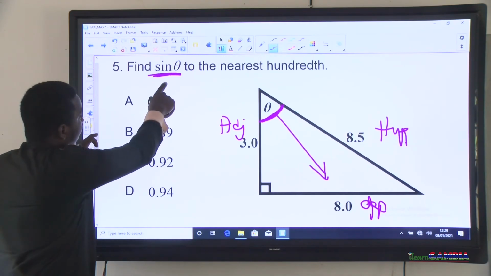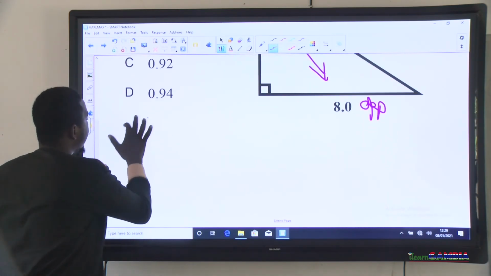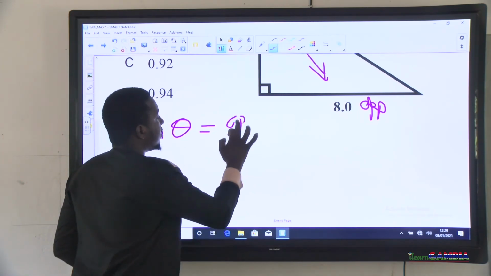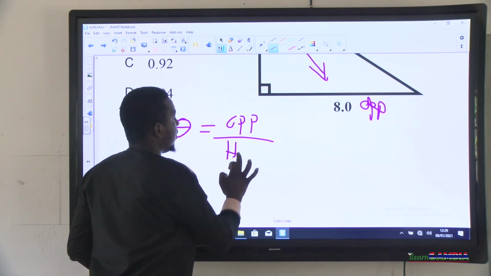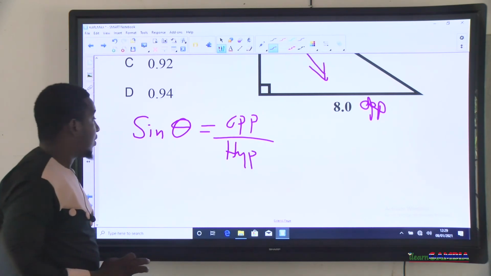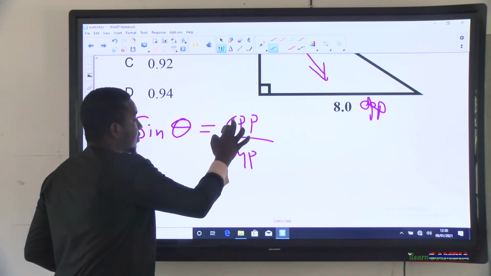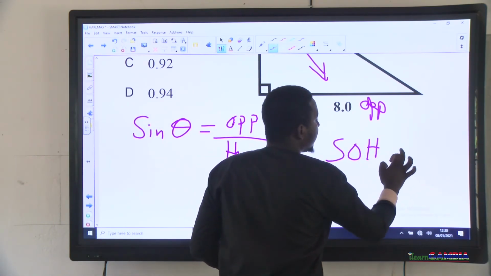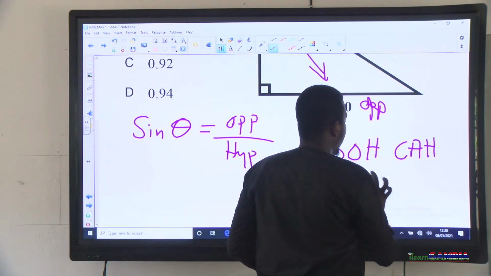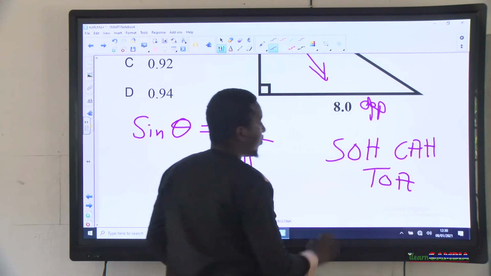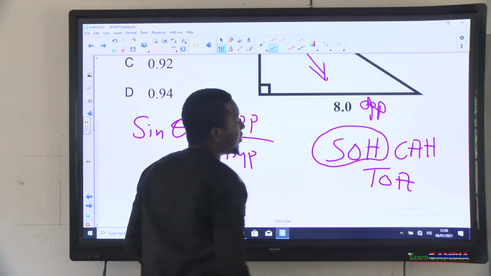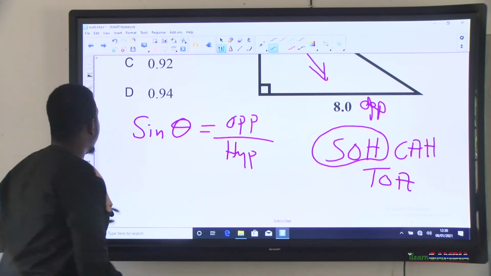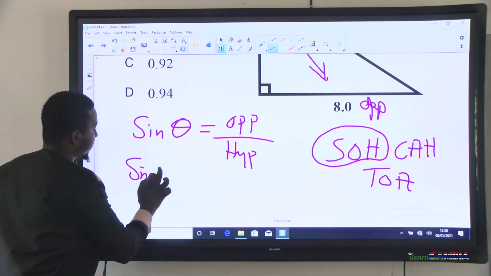Remember, we are asked to find sine. And remember, we also said sine of the angle theta is equal to the opposite divided by the hypotenuse, using the acronym SOHCAHTOA: SOH, CAH, and TOA. Here we are dealing with sine, so we use the first one, which is SOH. That is, sine of the angle is equal to the opposite divided by the hypotenuse. Again, we are looking for sine of angle theta.